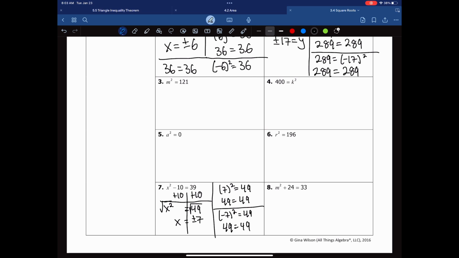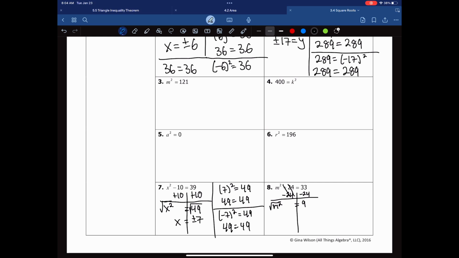Number 8, same deal. You're going to want to get rid of this 24 first before you take the square root. Always get the variable that's being squared by itself first. So I'm going to draw my wall. Minus 24, minus 24. And then the m squared comes down. My 24s cancel out. 24 minus 24 is just 0. So I'm left with just my one singular m squared. And let's see. I believe 33 minus 24 is 9. Yes, it is. I had to double check that real quick, but it is.